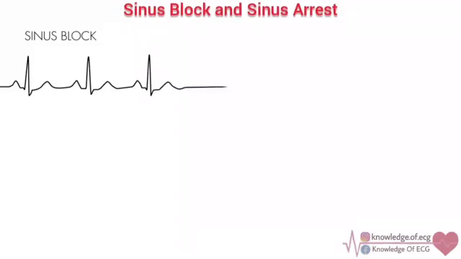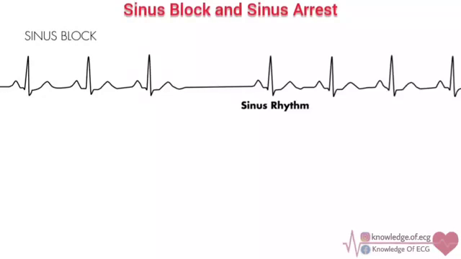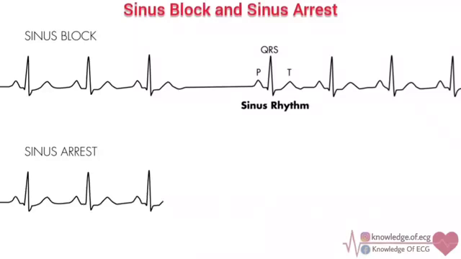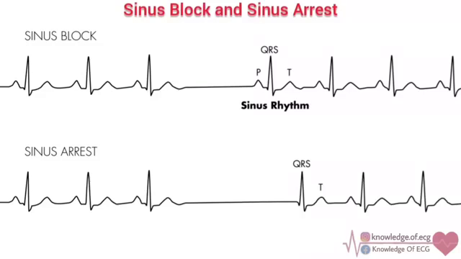So in sinus blocks, there is a pause, followed by normal sinus rhythm resuming normal cardiac conduction. Whereas in sinus arrest, the pause is followed by electrical activity that is an escape beat from another automaticity focus, in this case, a junctional escape beat.